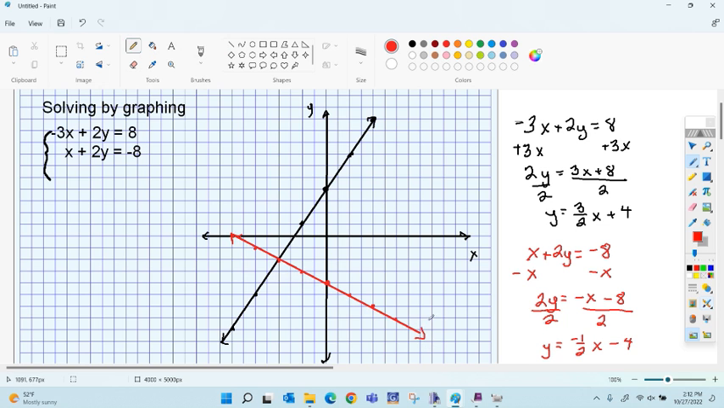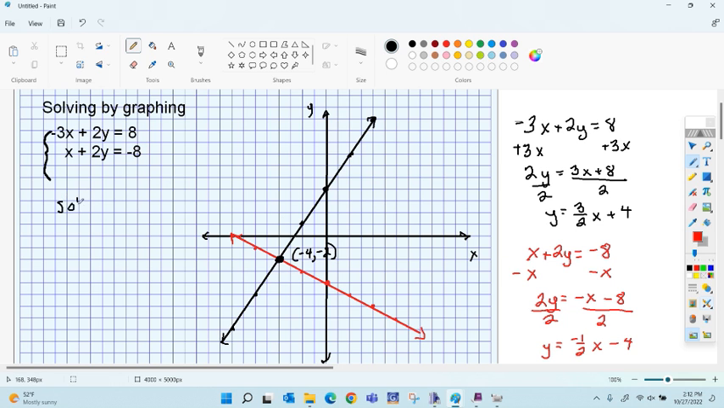Solving by graphing is kind of the longest way to find an answer, but it's the most telling as far as what your answer is representing, so it's a good thing to do. Here's our intersection right here. What's the ordered pair where they intersected? Negative 4, negative 2.